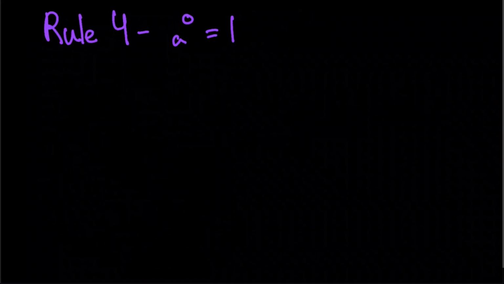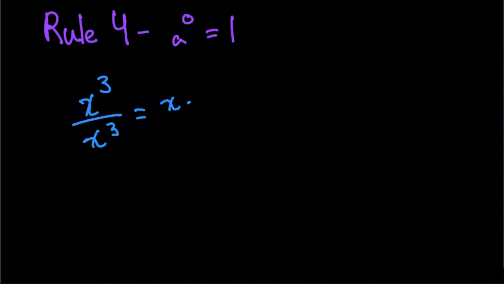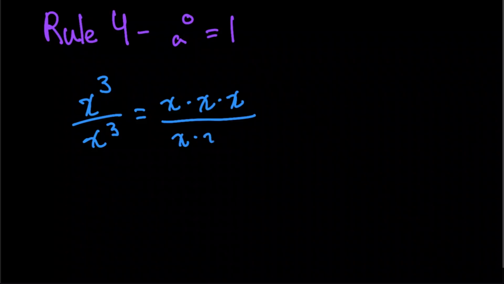Next, we have rule number 4, which is anything to the power of 0 is equal to 1. This one feels weird at first, because intuitively, when we raise something to the power of 0, we think it should be 0. But let's use our division logic here. So we have x cubed over x cubed. And we can rewrite this as x times x times x over x times x times x.